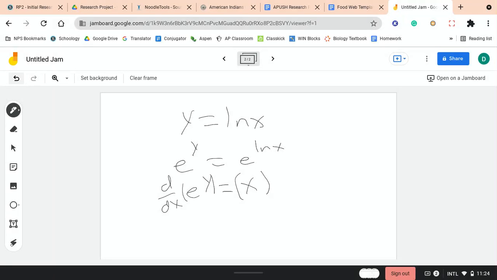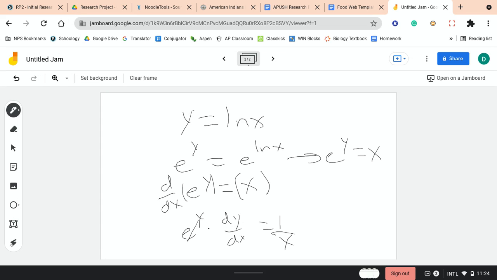And the chain rule tells us that on the left side, we're going to get e to the y times dy dx equals 1, the derivative of x. You divide both sides by e to the y, but e to the y equals x. From this equation right here, we said e to the y equals x. So instead of writing 1 over e to the y, I'm going to say 1 over x. And that's the derivative of ln x using implicit differentiation.